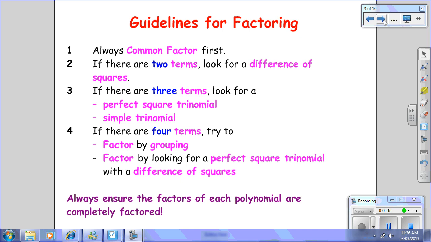And the first thing we discovered was we always need to common factor first. Once we're done that, we have to look at the number of terms we have. If we have 2 terms, we're going to look for a difference of squares. If there are 3 terms, we're going to look for a perfect square trinomial or a simple trinomial. If there are 4 terms, we're going to factor by grouping possibly, or look for a perfect square trinomial with a difference of squares. And at the end of it, when we think we've done all our factoring, we're going to look at each of our factors and decide, is each factor completely factored?